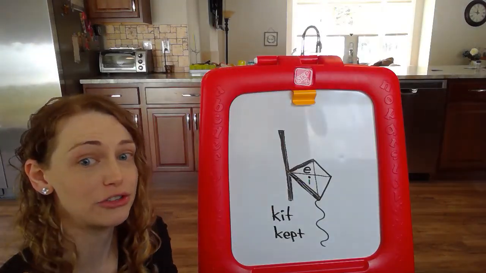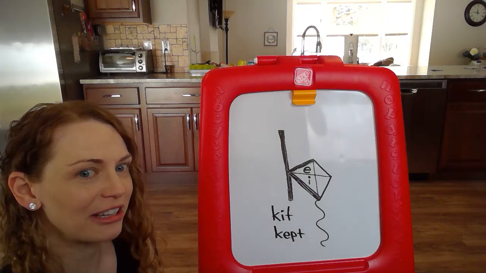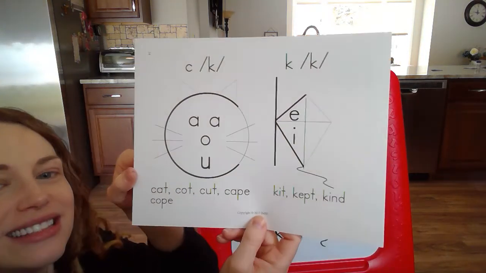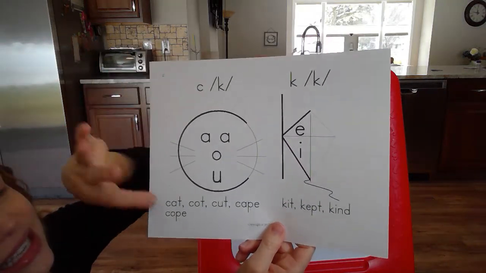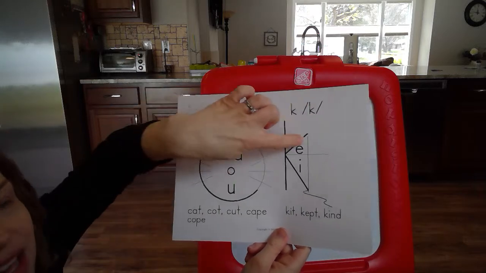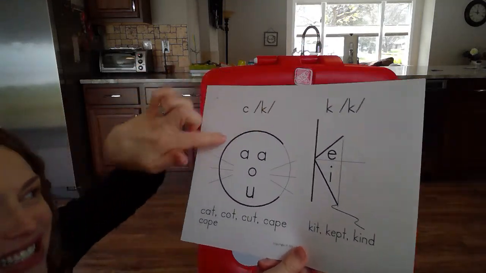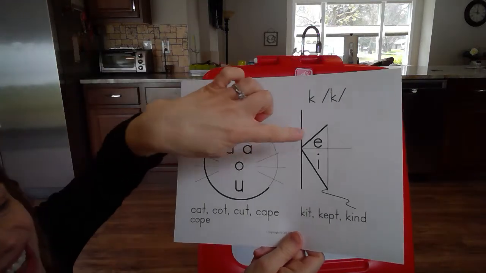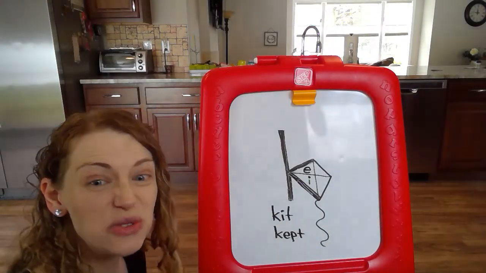Hit pause if you haven't finished your K and you can finish it now. Okay, I'll let you see that for a second. And then when you're ready, hit play again. All right, say the rhyme with me. Here we go. C takes A-O-N-U. K takes the other two, E-I. Again. C takes A-O-N-U. K takes the other two, E-I. Now let's do some writing with it.